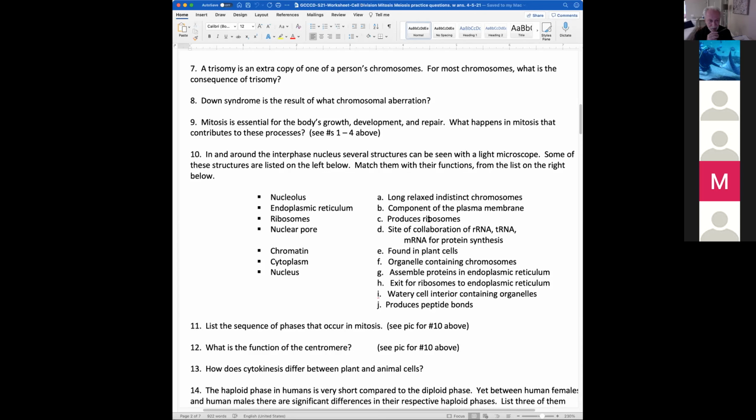Okay, nuclear pore. Remember, everything is coded within the nucleus, and then some things end up in the cytoplasm. So think about what the function of the nuclear pore is. Would it be H? Yeah, it's an exit route for ribosomes or anything else that needs to get out of the nucleus and into the cytoplasm, like mRNA would also use a nuclear pore.